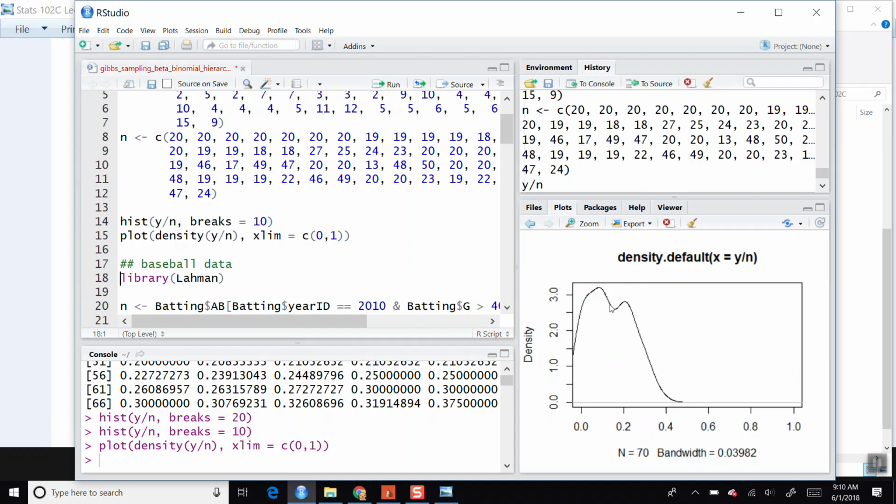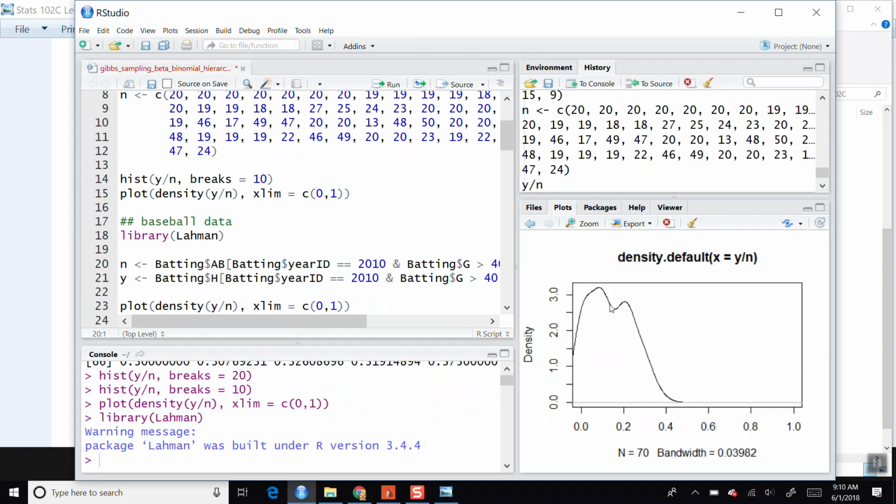We can also do it for baseball. There is a data set, an R package called Lahman. It's known as the Lahman Database. If you're into baseball, this is a great thing. It's a huge table. There have been lots of baseball players, and there's one for every single season. So I just arbitrarily picked the year 2010.